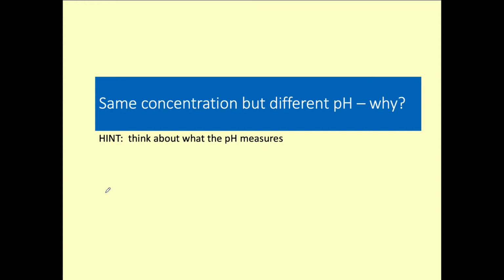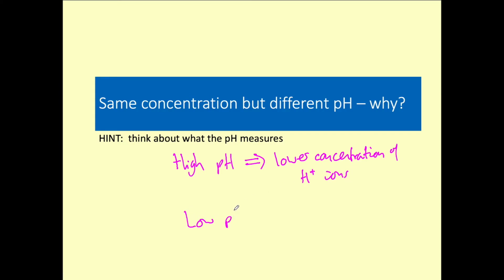Okay, so with our pH we were talking about how it can measure the amount of H+ ions that are in our solution. So if we have a higher pH, like with our weak acid, that tells us there is a lower concentration of H+ ions, whereas with a low pH we have a higher concentration.